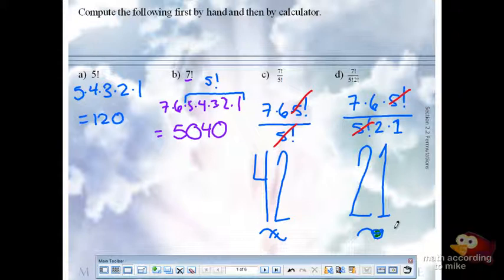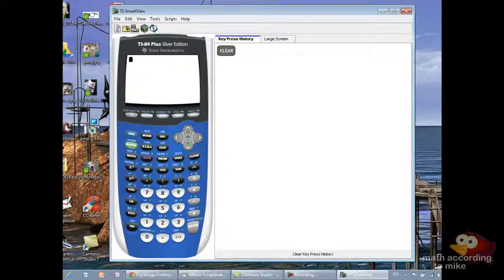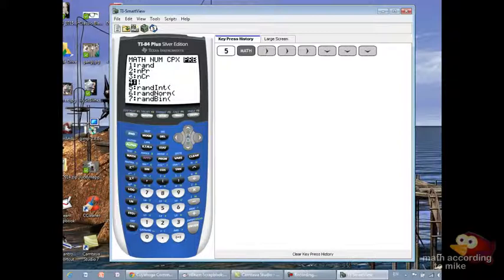So on your calculator, you can do a factorial. Let me show you. So to get a factorial on your calculator, what you're going to do is first type the number that you want. So let's say 5. Then you're going to go to Math. You're going to scroll over to PRB. You can scroll in either direction. And notice you'll see a factorial button.